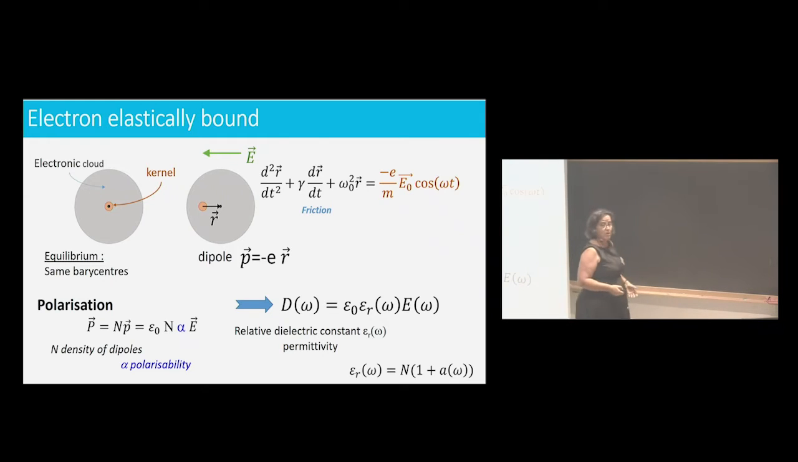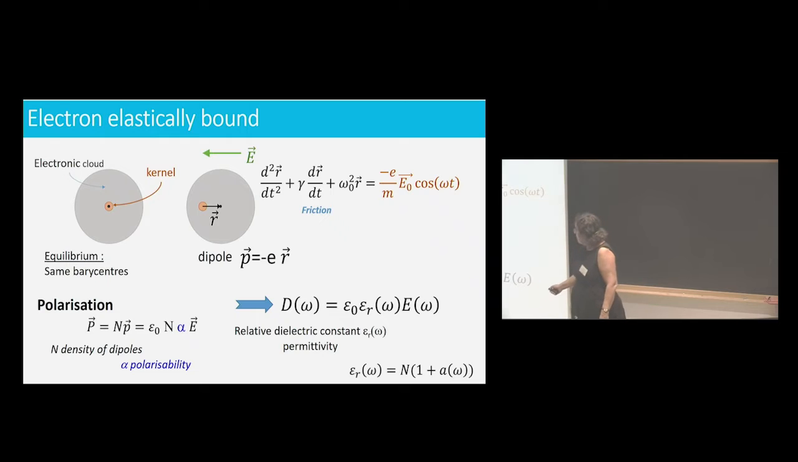And then you can describe the movement of the electrons by this equation. Here you recognize the acceleration. Here is a friction term, which is responsible for the losses. Here you have the bond, the fact that the electron is bound to the kernel. And here you have the field that you apply in order to excite the system.